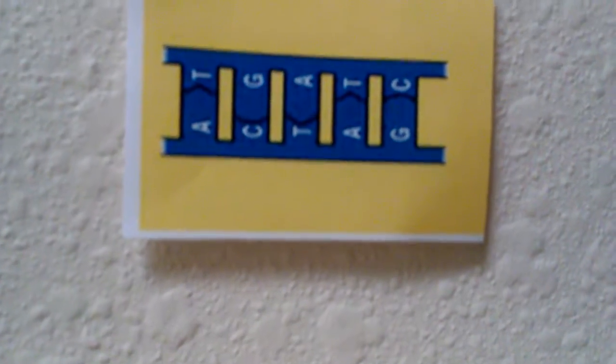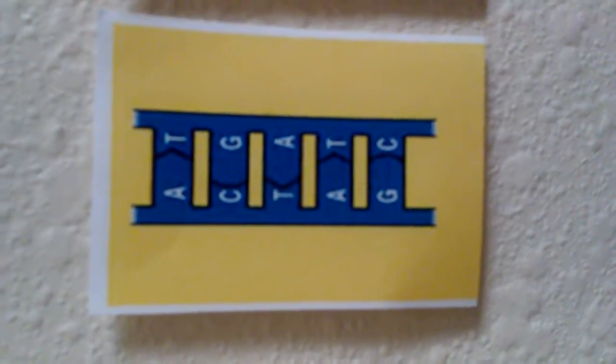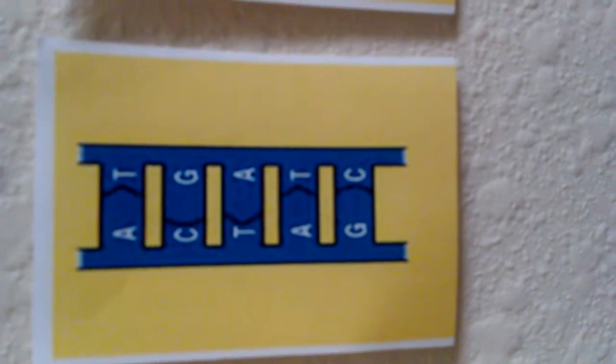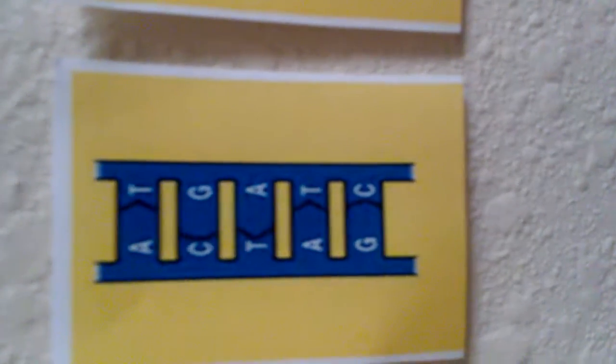Now, to describe the steps individually. First, we have the parent molecule. It has two complementary strands of DNA. Each base is paired by hydrogen bonding with its specific partner, A with T and G with C.